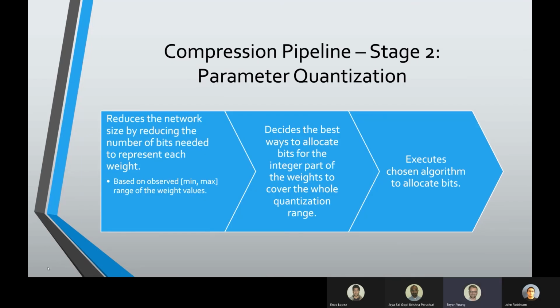In the second stage, the parameter quantization, this stage aims to reduce the network size by reducing the number of bits needed to represent each weight. Again, it's normally based off of a set threshold, or maybe even searching for a min-max range that they could alter via each search. It then can decide the best ways to allocate bits for the integer part of the weights to cover the whole quantization range. Then, it executes a chosen algorithm to allocate the bits based off of the data that they have.